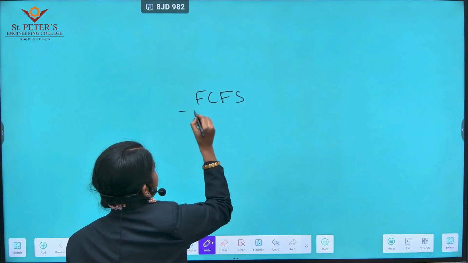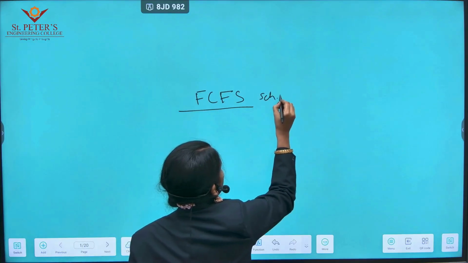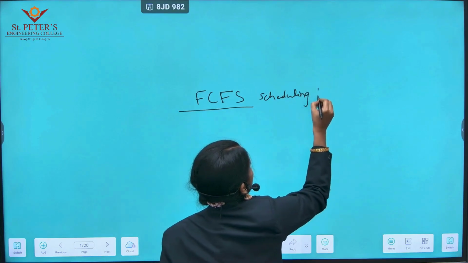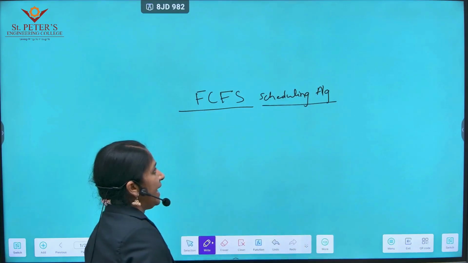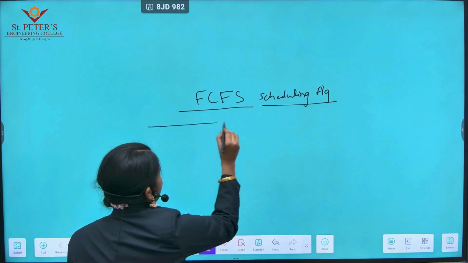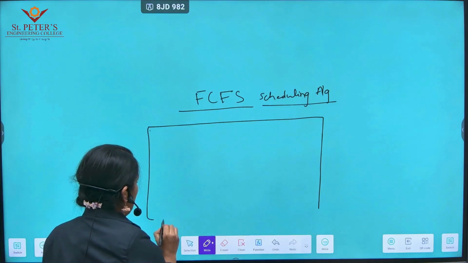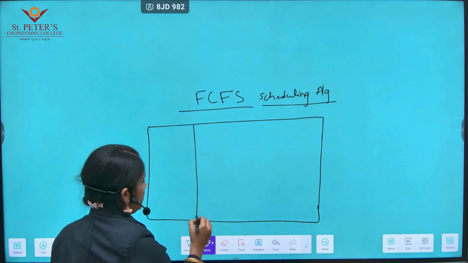FCFS, that is first come first serve scheduling algorithm. FCFS means the process which came first will be executing first. So here we are taking one numerical, how to calculate the FCFS.